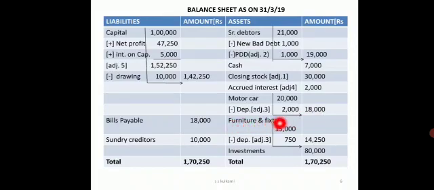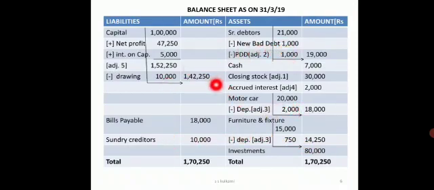Next, furniture and fixtures. Furniture and fixture is 15,000. Depreciation is to be provided; once it's already given in profit and loss, the second time you have to reduce it from furniture and fixture, 750, giving 14,250. I have investments which is 80,000. Now all assets and liabilities are entered.